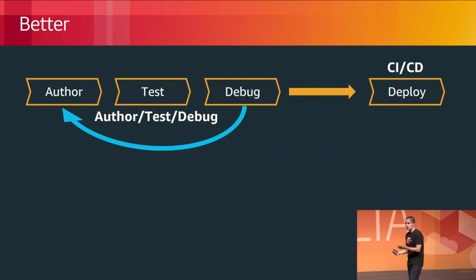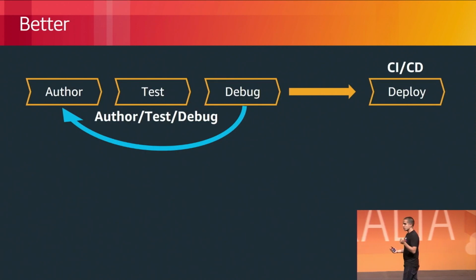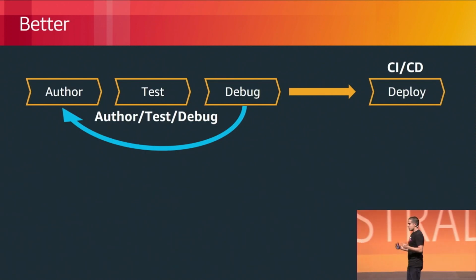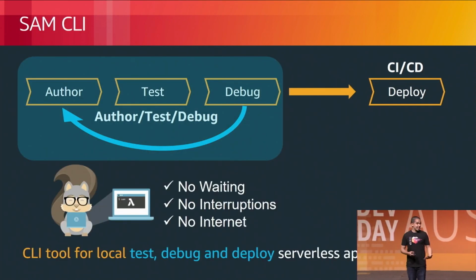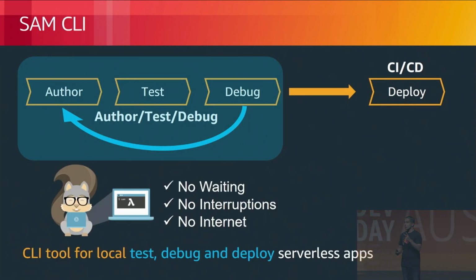Now, the issue is that Lambda runs in the cloud. It runs on Greengrass devices. But how do I bring Lambda to my local machine? Well, this is exactly where the second tool that we're going to talk about today comes from, and it's the SAM CLI. It's a local tool for testing, debugging, and deploying of serverless applications.